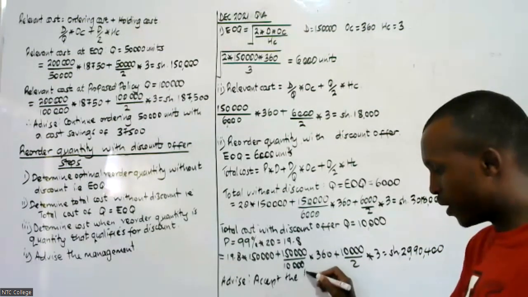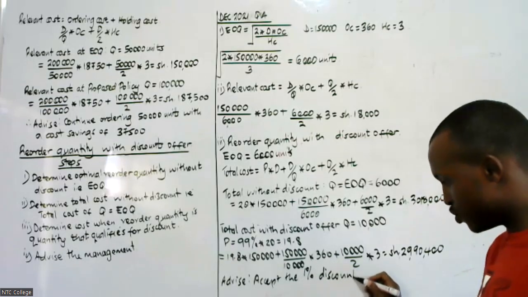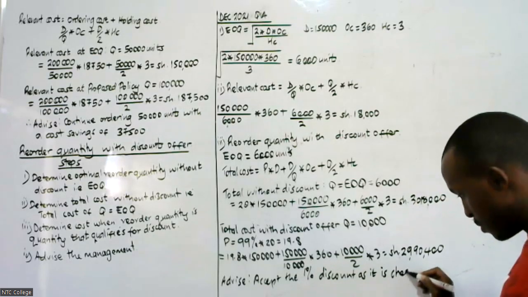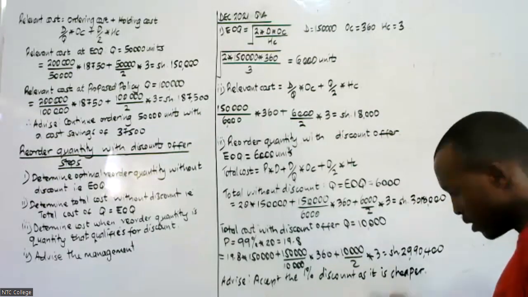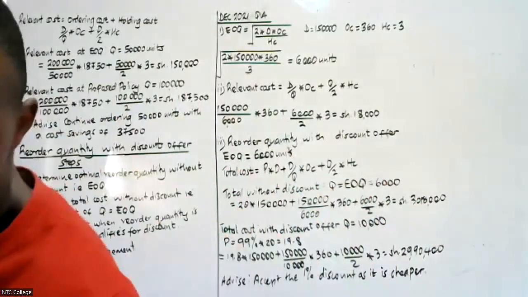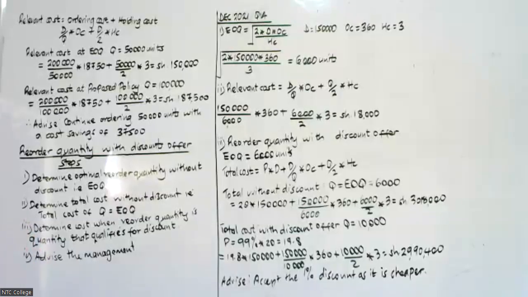Accept the 1% discount, as it is cheaper. Cheaper to buy that. Are we together?